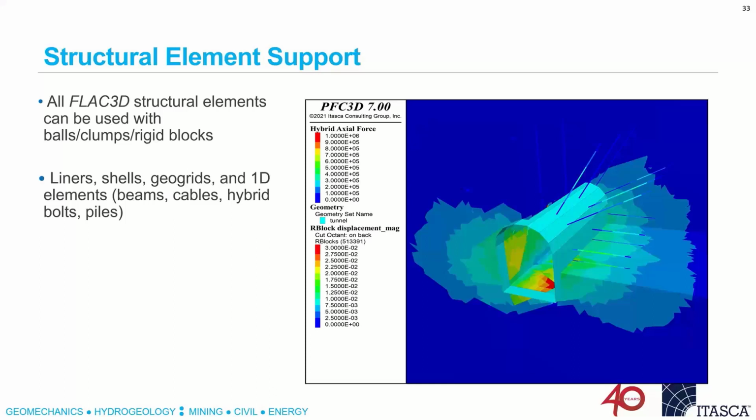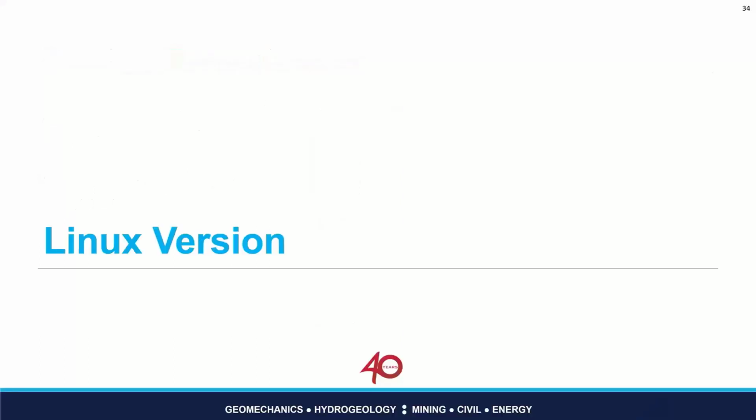Here's an example on the right, similar to a 3DEC example, that shows a staged excavation of a tunnel where hybrid bolts are being deployed as the front of the tunnel advances into the model. And you're getting some displacement, or force, that is being taken up by those hybrid bolts, right? Just as an example. We're getting close to the end, so I'll briefly mention the Linux version and then conclusions.